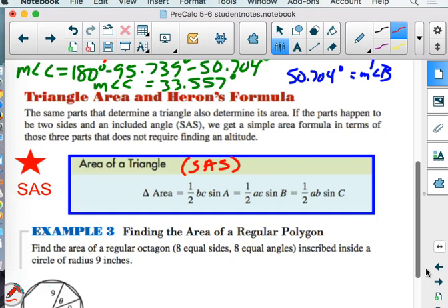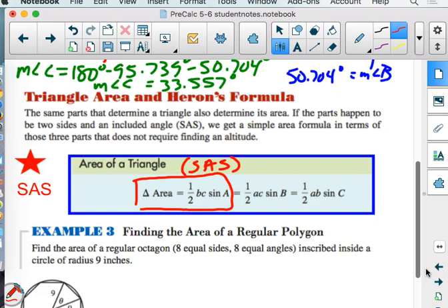What it says is, if you need the area of a triangle, you've got two sides and the included angle. So we've got a side, another side, and we know the angle that's right at that point. All you have to do is take 1/2 times each of the sides times the sine of that angle. That's all you have to do. 1/2 BC sine of A.